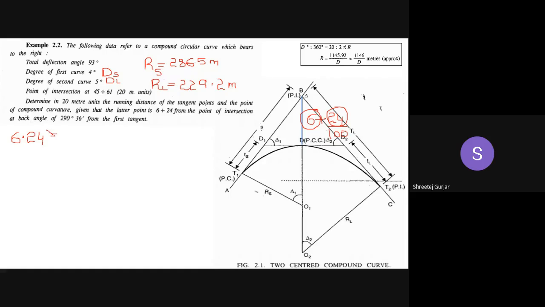Okay, so 6.24 into 20, can you do and tell me what is the answer? That is, 20 meter is per chain length. So now what is this distance BD in meters? Multiply this by 20, you will get in meters. 124.8, sir. 124.8 meters is the distance BD. Okay, so we have calculated the distance BD.